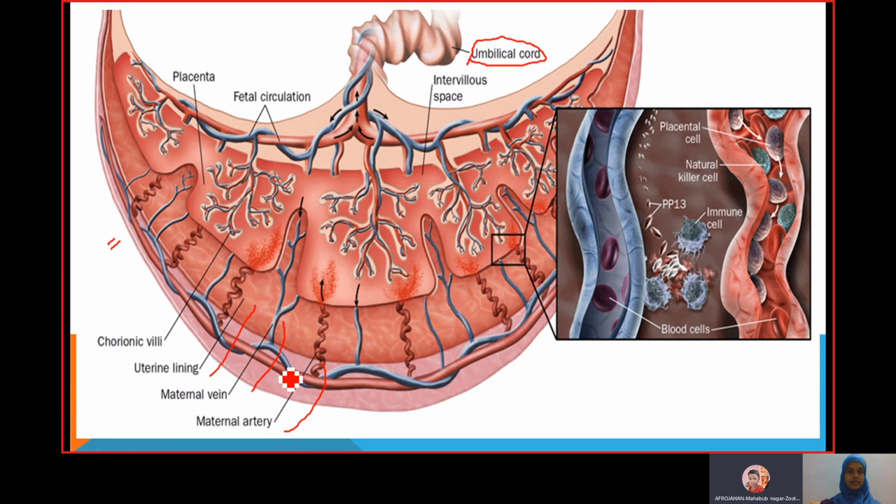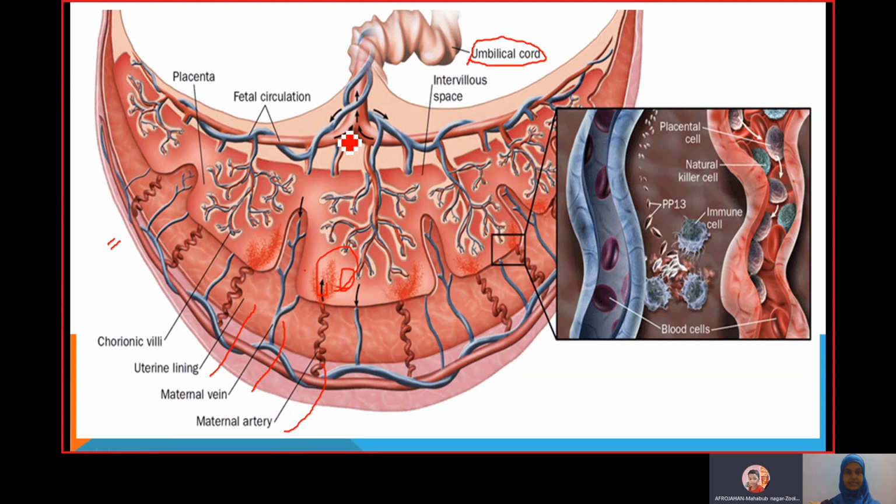Here the arteries in the uterus inner lining, the endothelium, release blood into the placenta. The blood is released into the placenta. From the placenta, whatever blood vessels are present here, the fetus's blood vessels are there in the chorionic villi. This chorionic villi directly takes this blood and supplies it to the fetus through the umbilical cord.